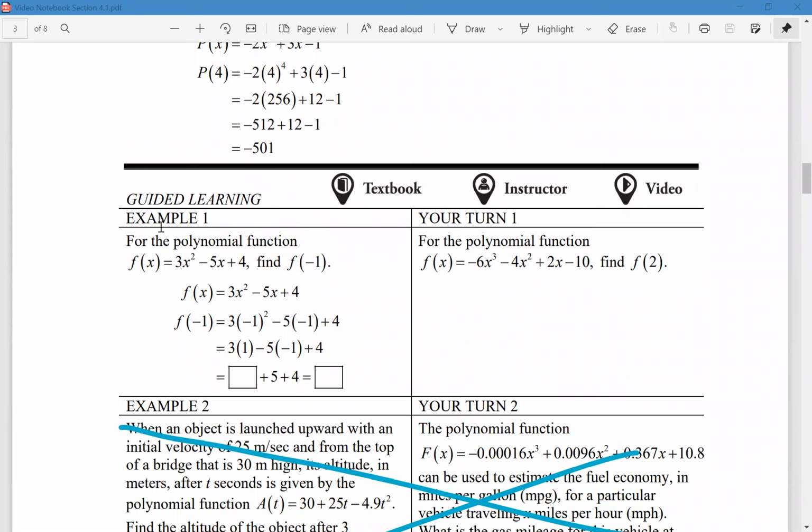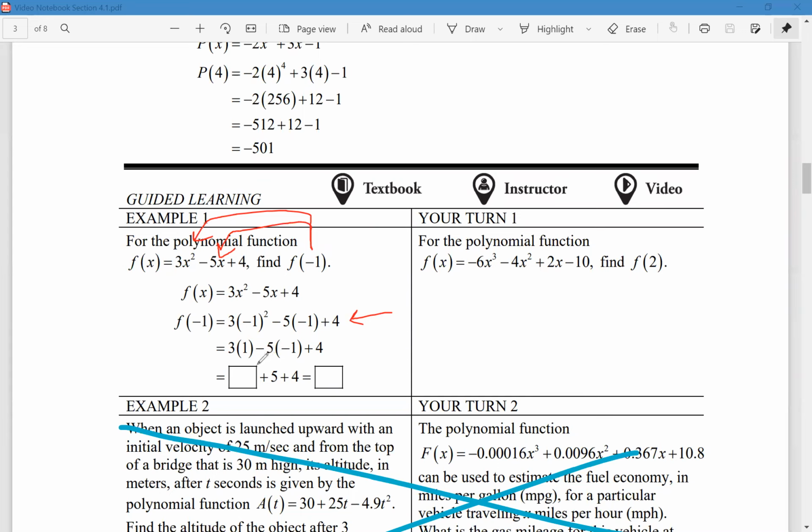All right, so here's example 1. For the polynomial function, find f of -1. So it's f of x equals 3x squared minus 5x plus 4. And so what we're going to do is replace the x with -1. Okay, so that's what's been done in this first step here. 3 times -1 squared minus 5 times -1 plus 4. Then we simplify. Order of operations, -1 squared is +1. I would have just changed this to a +5 next, but I guess they save that for the last step.